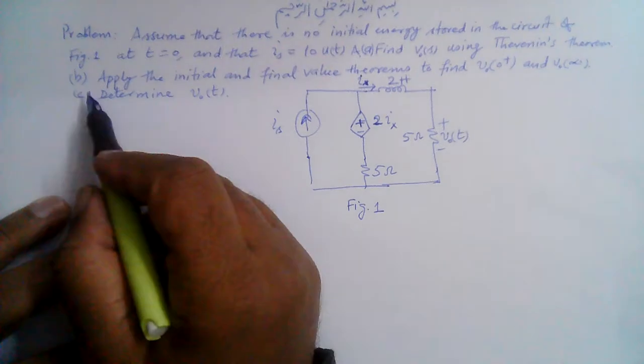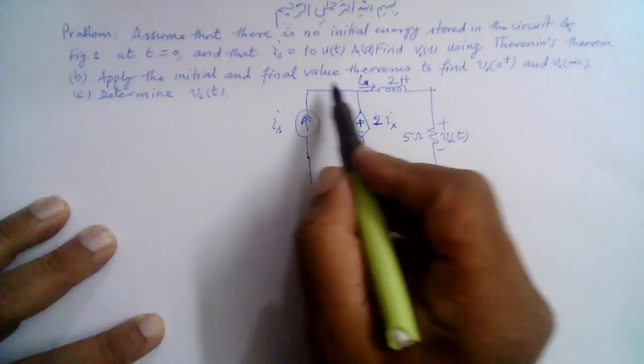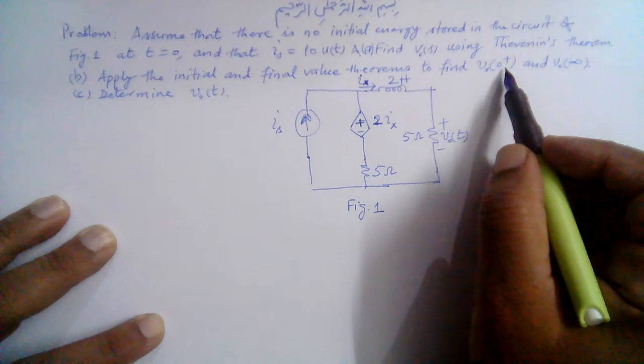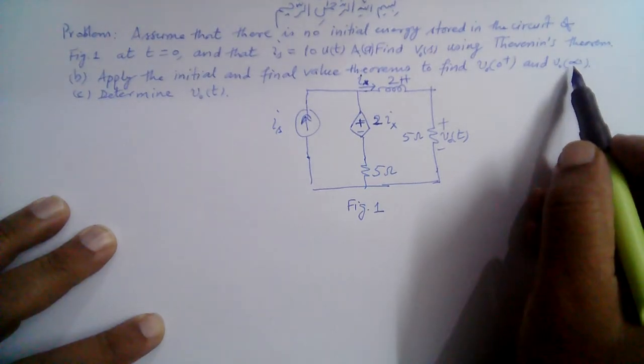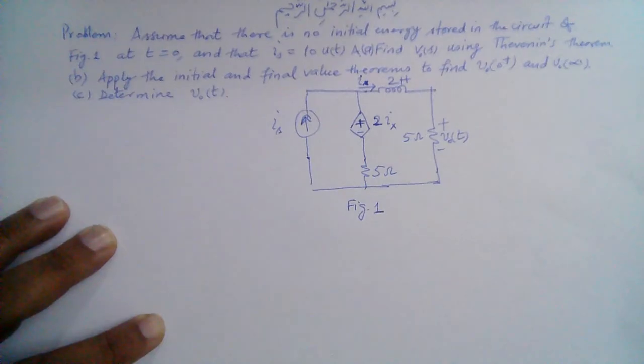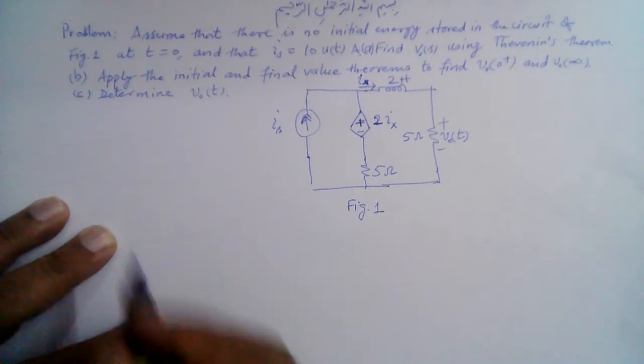And part B, apply the initial and final value theorems to find V naught at time t equals 0 positive and V naught at time t equals infinity. And part C, determine V naught T. So let's begin the solution.